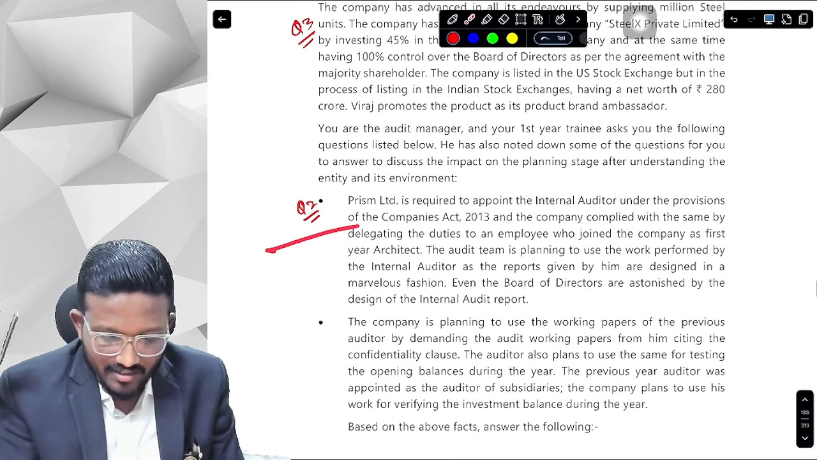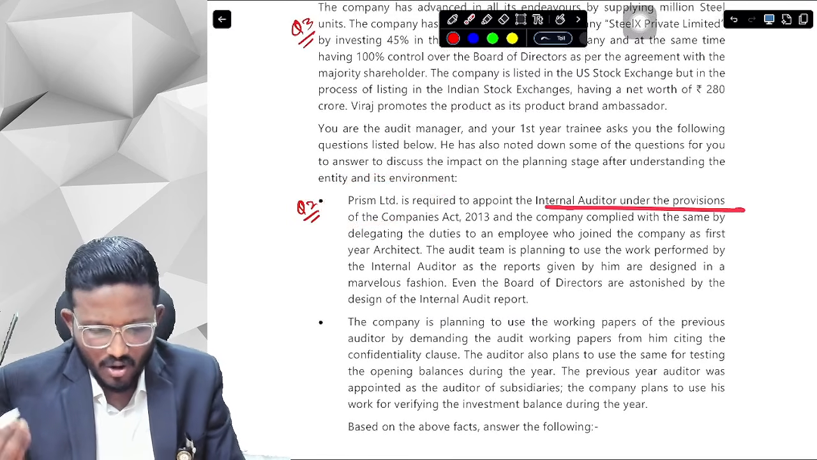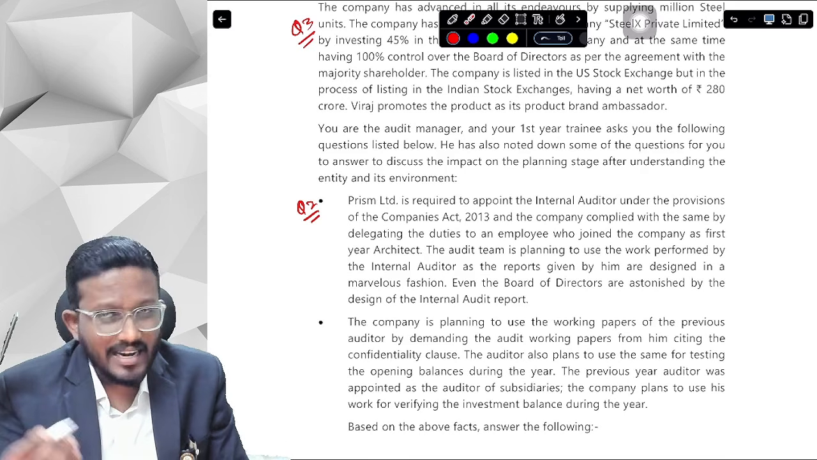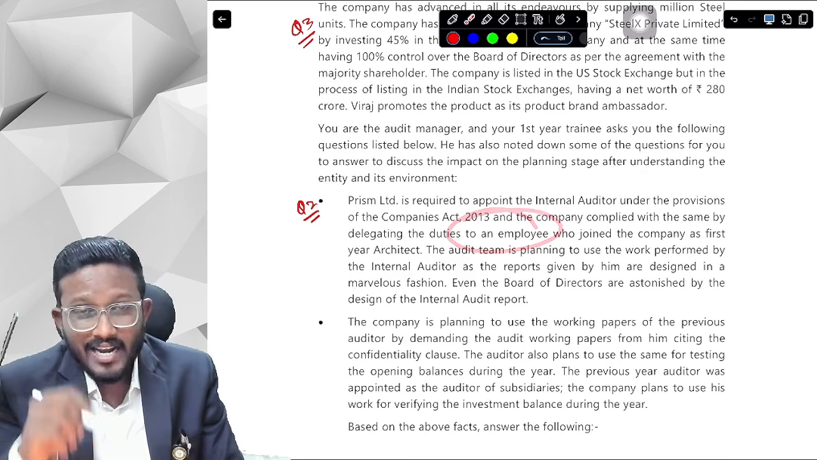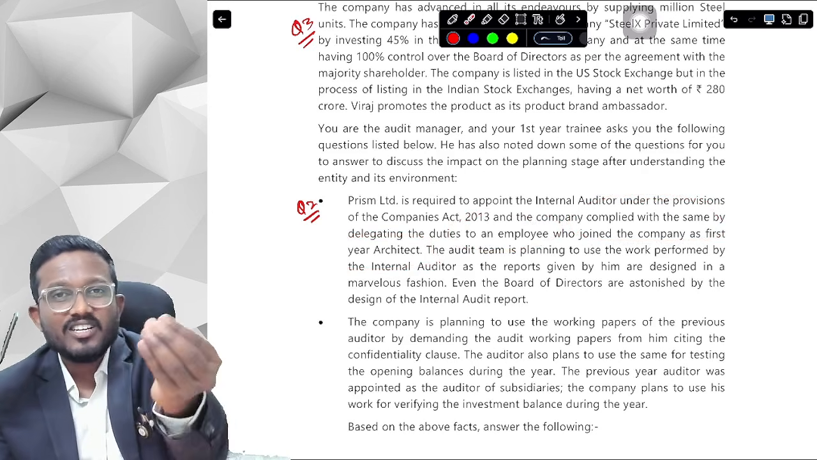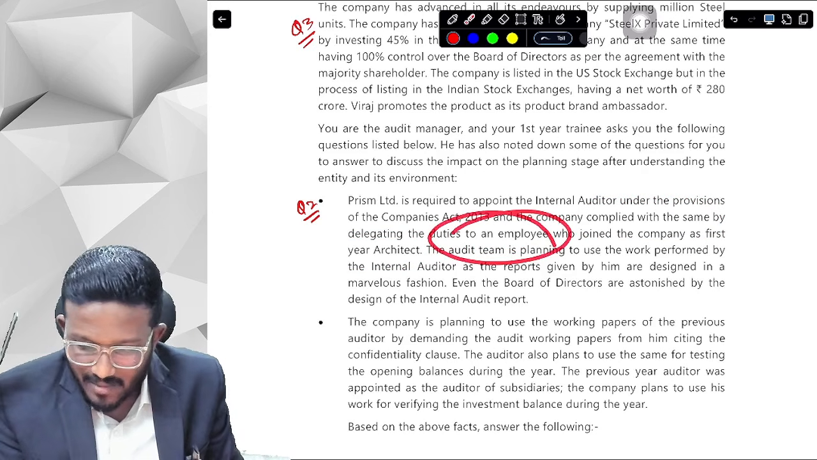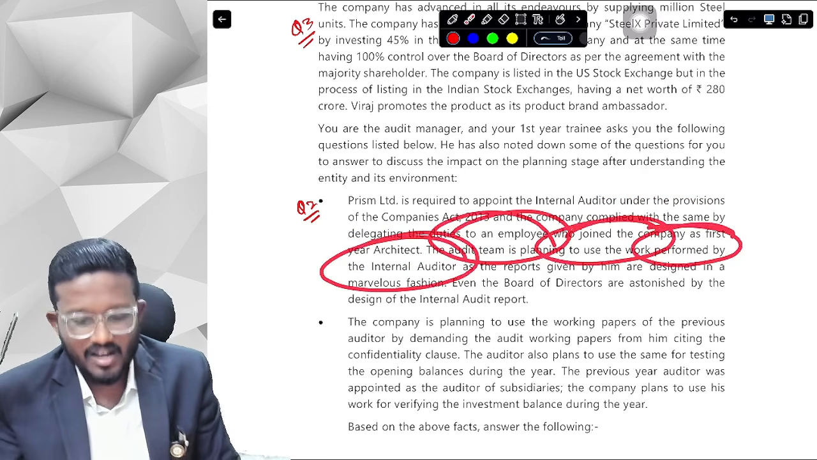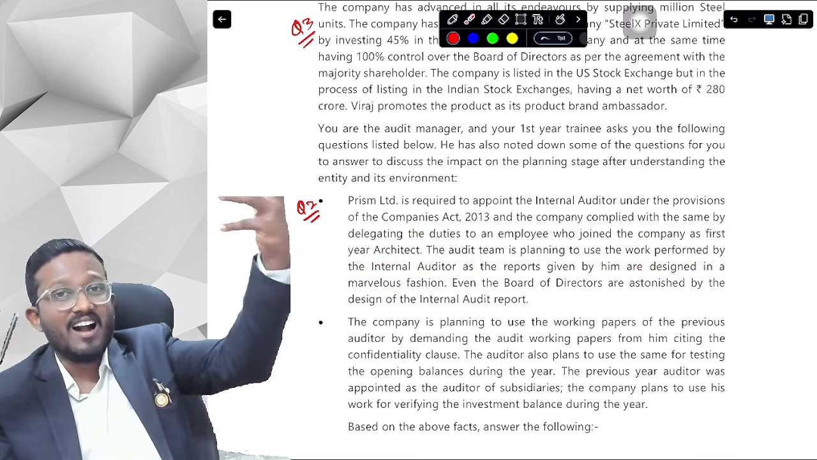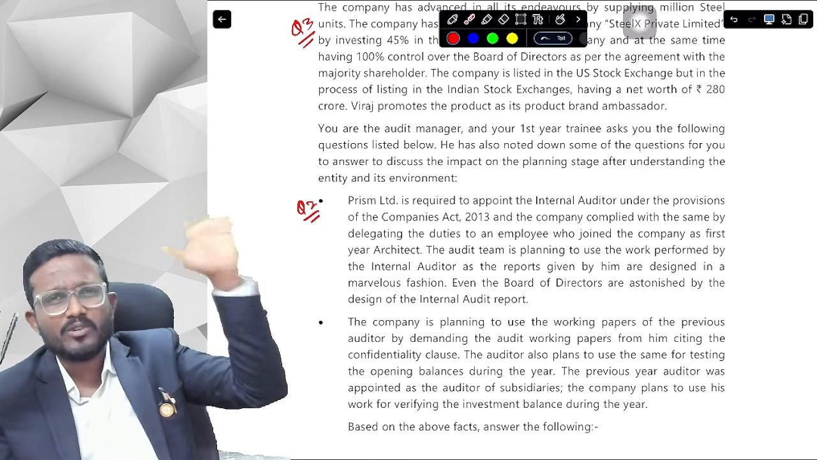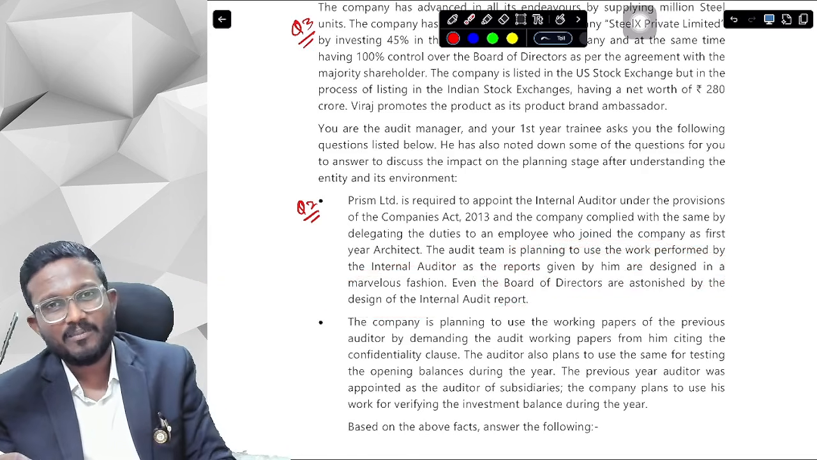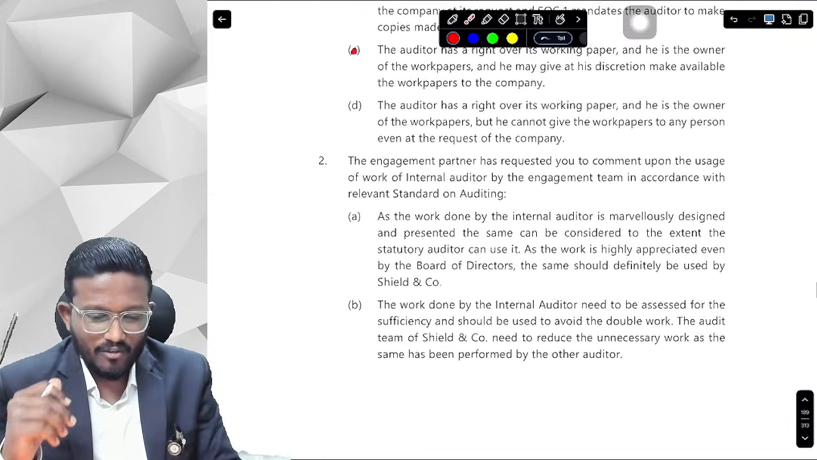Next, sir, there is Prism Limited, which is required to appoint an internal auditor, and the company has employed the internal auditor, who delegated the duties of internal auditor to an employee who has just joined the company as a first year architect. The audit team is planning to use the work performed by the internal auditor as the reports given by him are designed in a marvelous fashion. Since he is an architect, he has designed the reports in a very good fashion. Even the board of directors are astonished by the design of the internal audit report. So that's why we are considering using the work of the internal auditor.